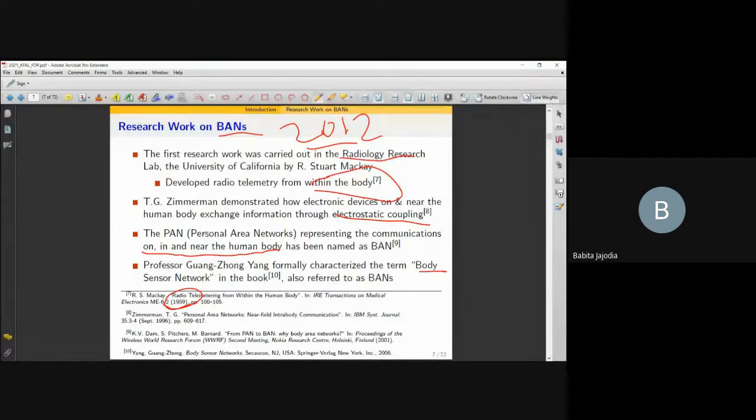So this is the history. It's nothing like from 2012, it started... It might be that different communication techniques were used, but it started from 1959. Okay, so this is a brief history of how it started and worked up.